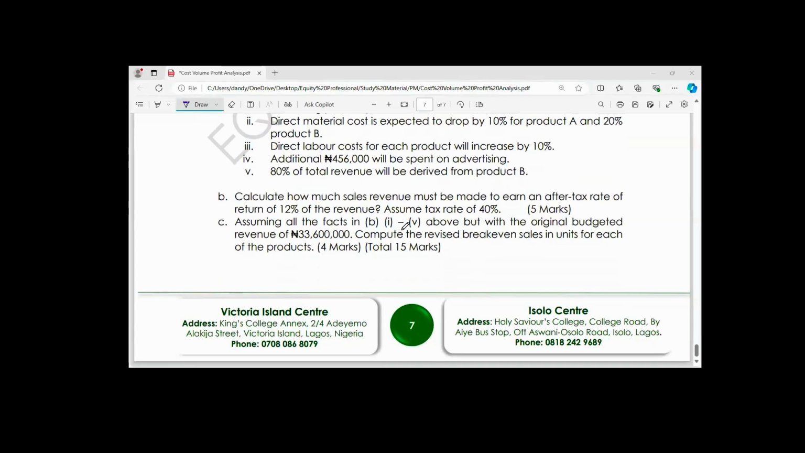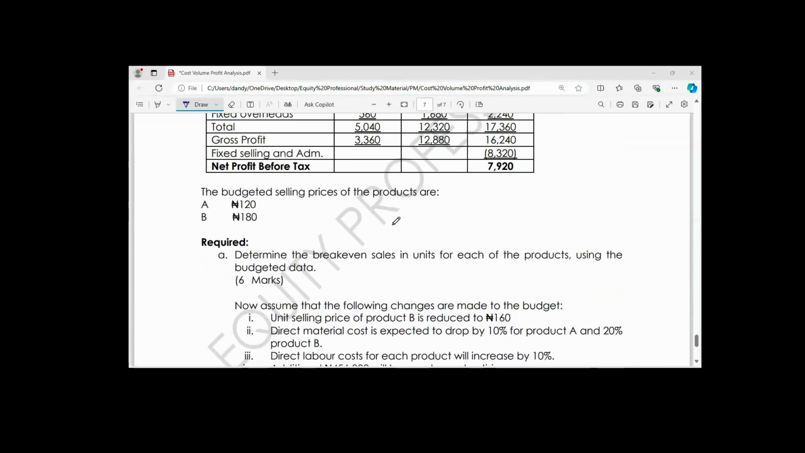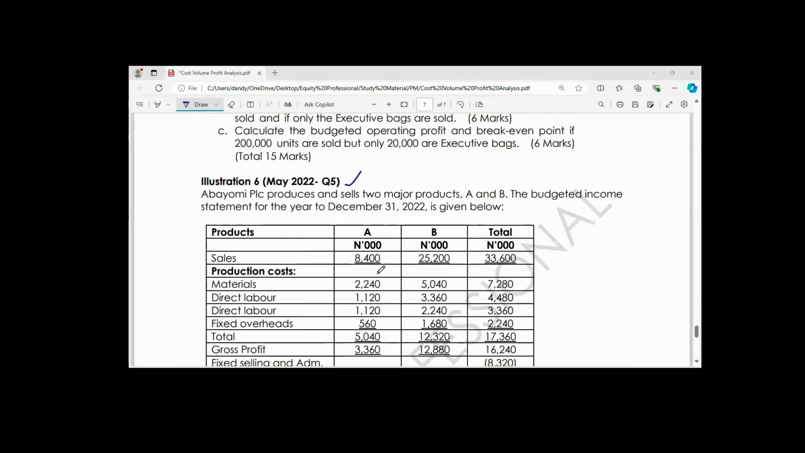That is the question. This is the last one we are going to solve under this topic. So the examiner is asking you in part A to determine the break-even sales in units for each of the products using the budgeted data. You can see that this company is a multi-product organization. Abayomi PLC is a multi-product organization because the company produces both products A and B. So I will stop sharing this because of time. Let's move to the working notes.